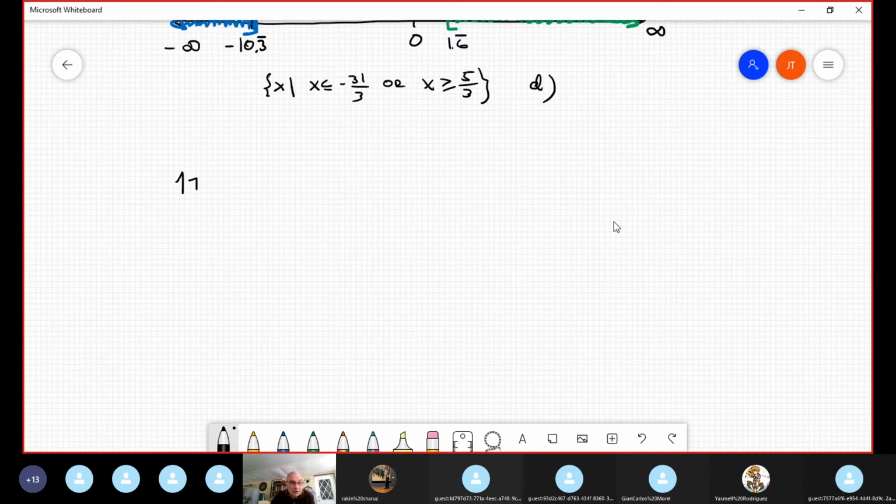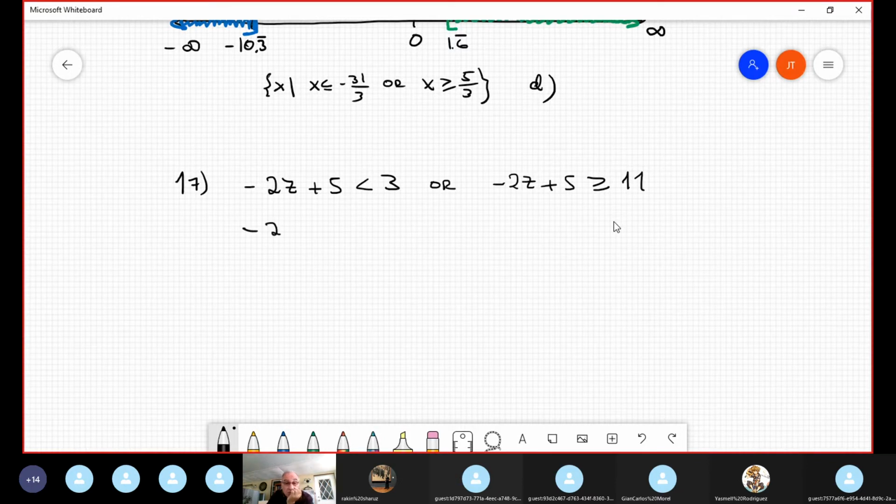Number 17 now. Minus 2z plus 5 less than 3, or minus 2z plus 5 greater than or equal to 11, no? Okay, I focus on each inequality separately. Let me try to do my best.